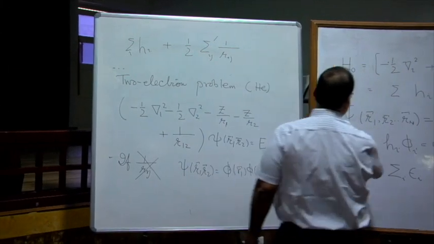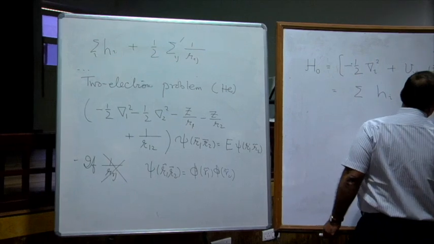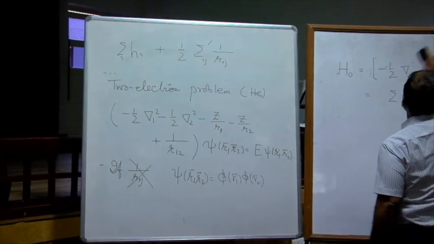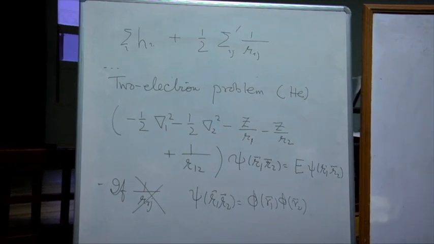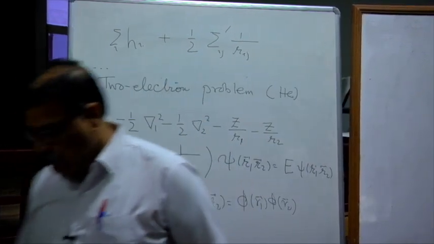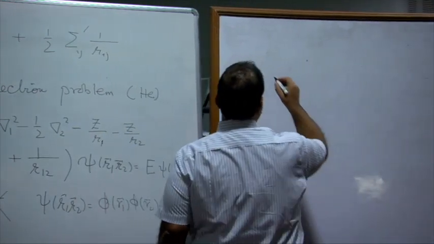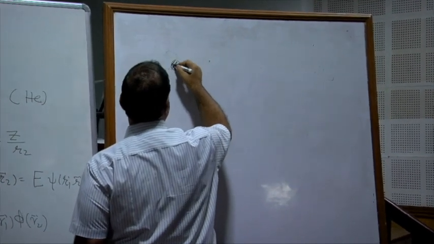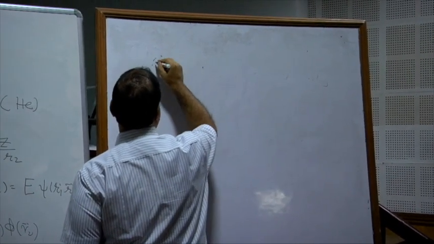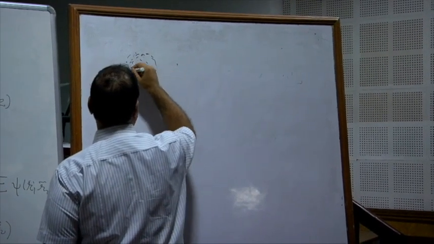If I were to make a picture, I'm trying to develop a picture in your head. You ought to be seeing the wave function in your mind when you're doing these calculations. And that is very important. That's what gives you a lot of insight. So I have this nucleus and these electrons going around.